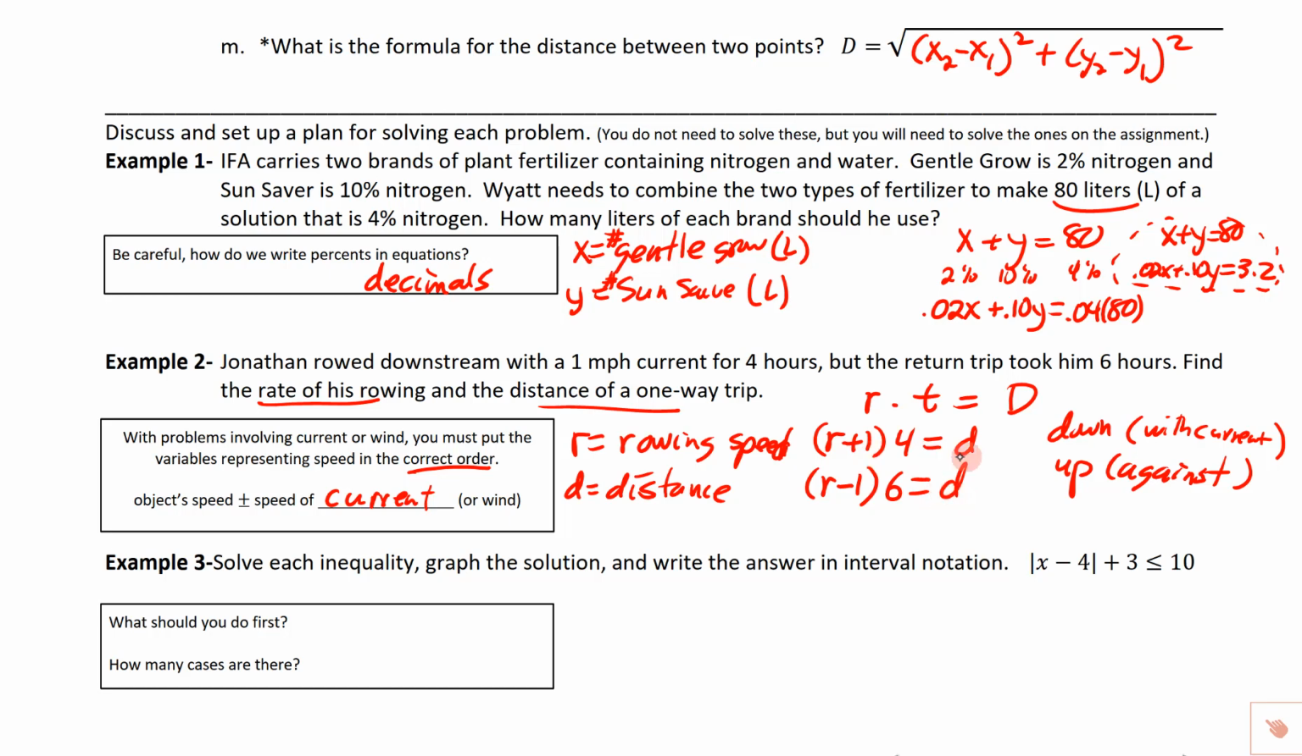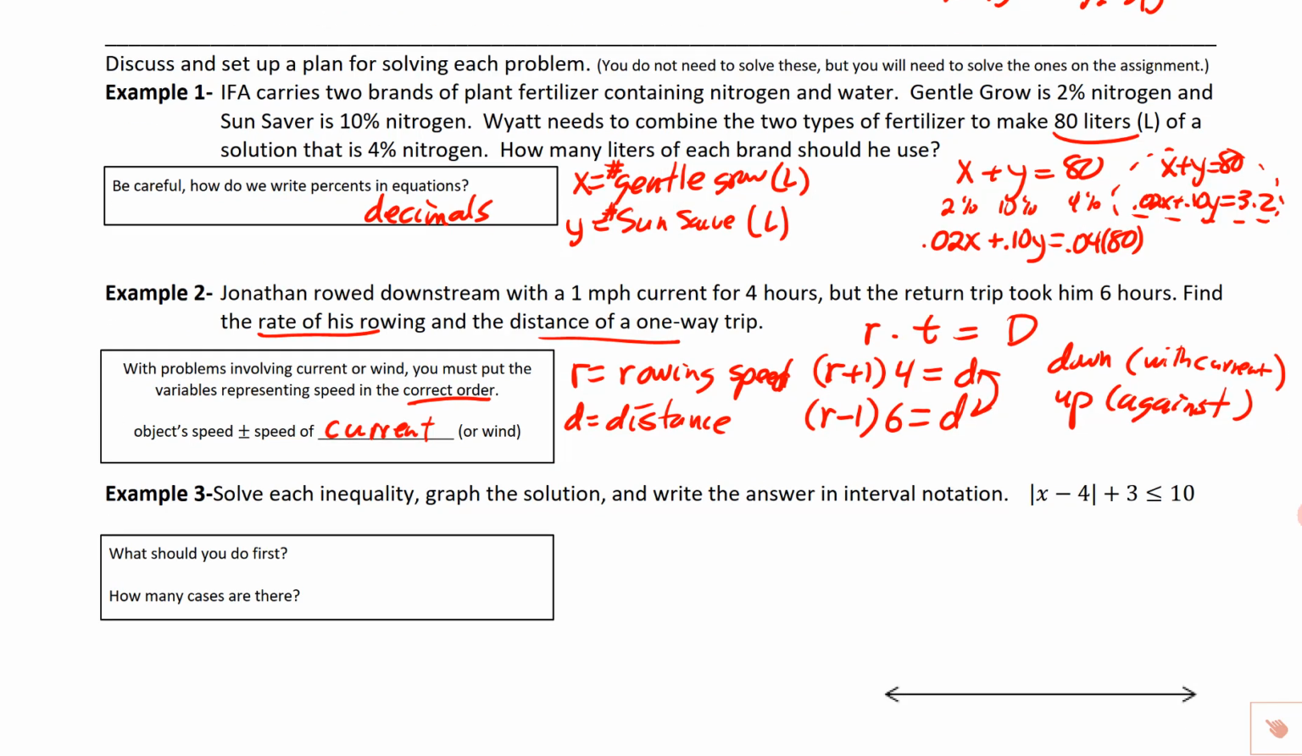Now, you'll notice that this one, we've got some distributing to do and some things like that, but this one is all set up for substitution. We can basically just link these two together, and we can say, look, wherever there's a D, I can put this stuff right here. So if I wanted to put the R plus 1 times 4 over here, that would be fine. If I wanted to take the R minus 1 times 6 and put it over here, that would be fine. You're going to solve that. You're going to figure out what R is, and then once you know what R is, then you can figure out the distance of the trip.